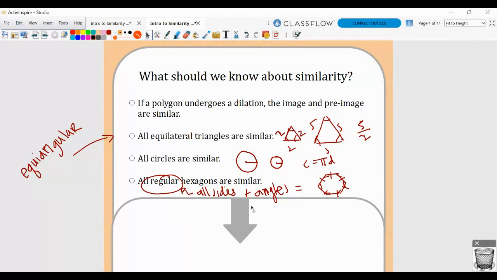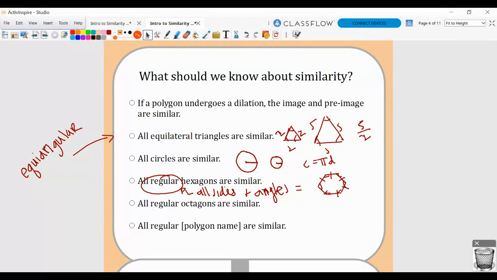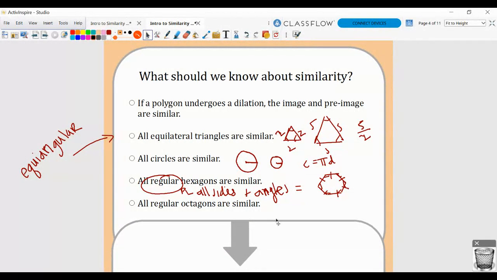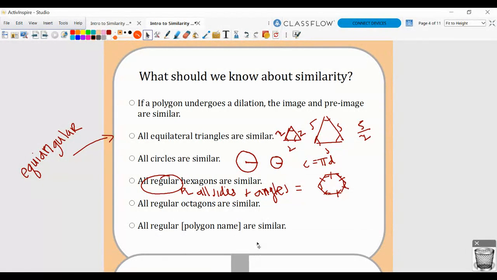Which brings me to my next point. Oh, wait. Darn, I thought I put all squares are similar. All regular octagons are similar. All regular, whatever the polygon name is, are similar, is really how this is going to work anytime you have a regular figure. So that's a good vocab word for us to know and recall.